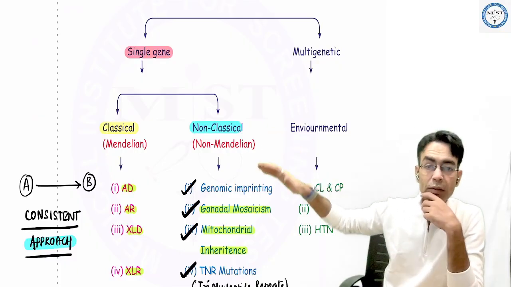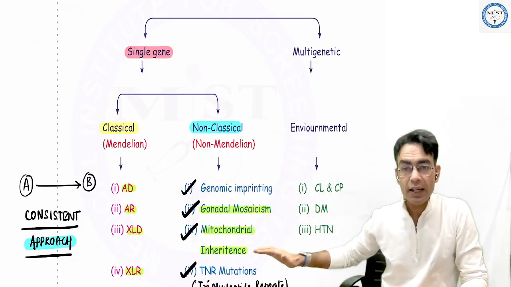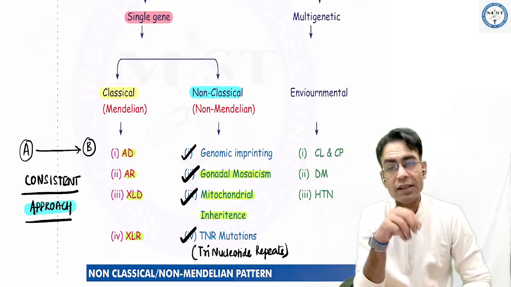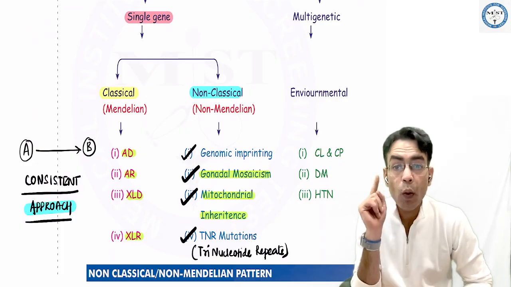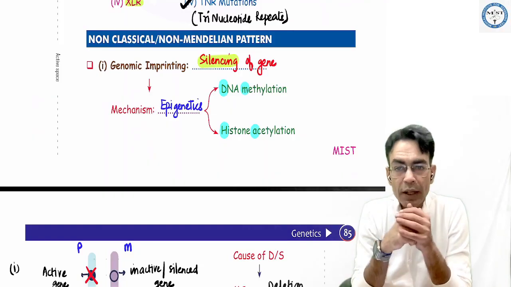In the non-classical pathway there are four patterns: genomic imprinting, gonadal mosaicism, mitochondrial inheritance, and TNR mutations. Whereas in a classical pathway you have autosomal dominant and recessive, X-linked dominant and recessive, and one more, that is Y-linked. So now let's see the non-classical ones; first is genomic imprinting.